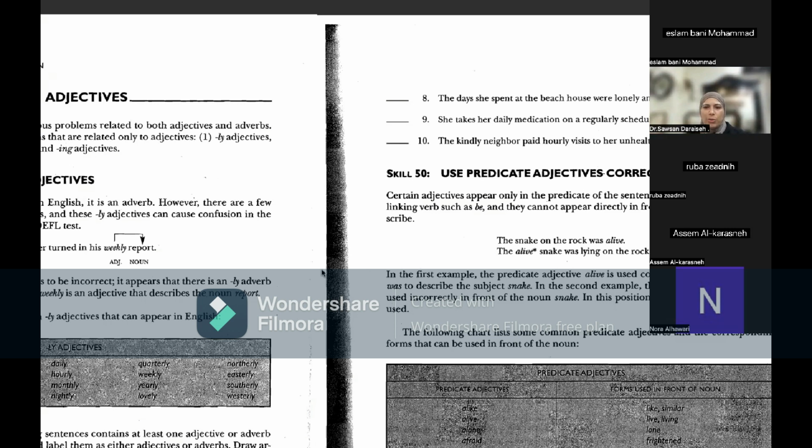We all say unhealthy. So the kindly neighbor, الجار أو الجارة اللطيفة, you know, طيبة, all right? Paid hourly visits باستمرار بتزور جارتها صديقتها يعني بالساعات, all right? Why? Because her friend is unhealthy. She's an old woman who's sick and tired, and she would be really happy if she had a neighbor like this lady visit her, right?